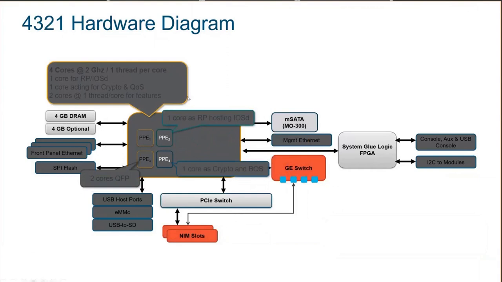As you can see here, for the 4321, the architecture is the same, just that the service module slots are not there. We have just two NIM slots, and two cores will be for QFP and two cores will be for control plane. Oh, sorry, one core for control plane and one for crypto and QoS.